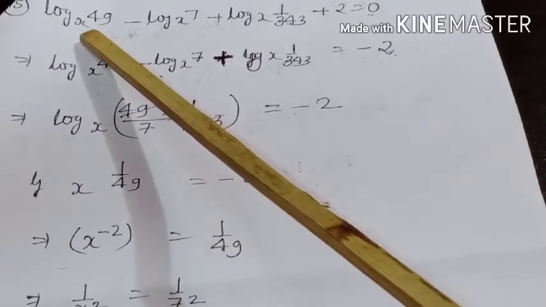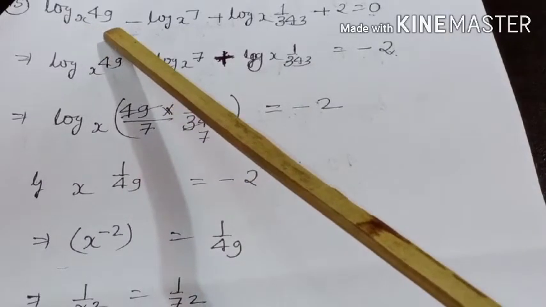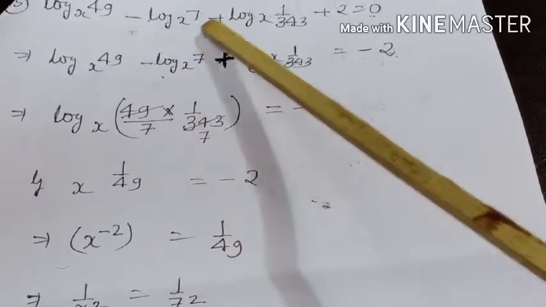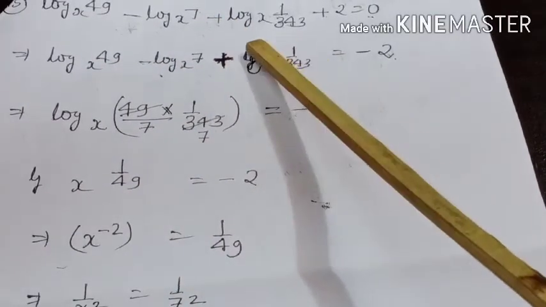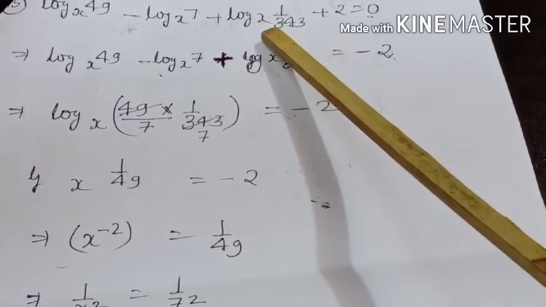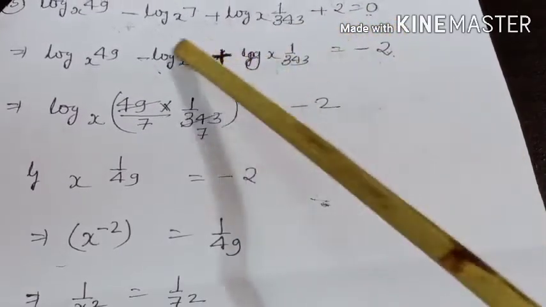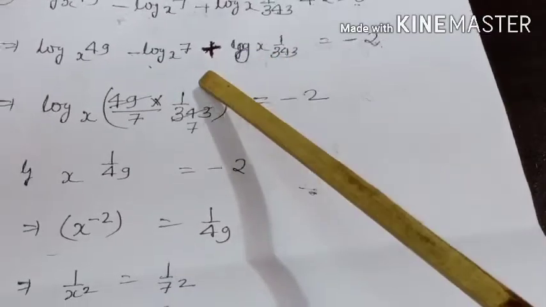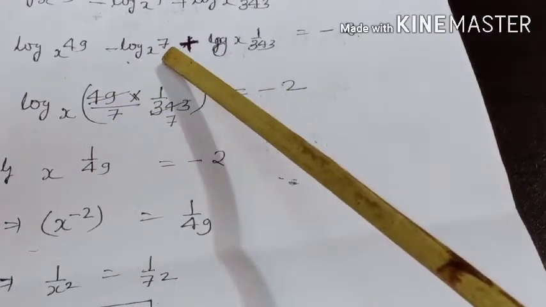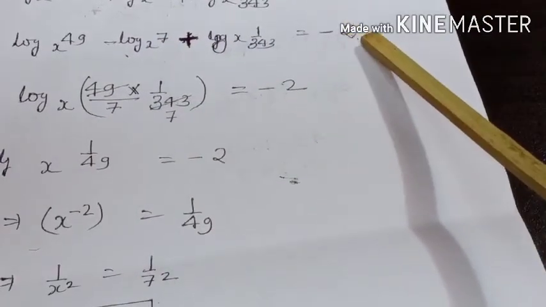Now we are in question number 15. Question number 15 says log 49 to the base x minus log 7 to the base x plus log 1 by 343 to the base x plus 2 is equal to 0. What we'll do, this plus 2 will shift to the right hand side. So the rest of the expression is copied on the left hand side, like log 49 to the base x minus log 7 and so on, and this plus 2 has become minus 2.